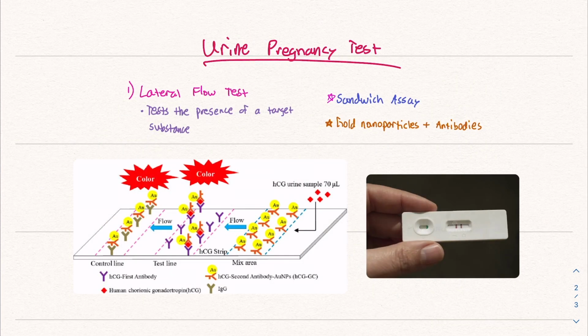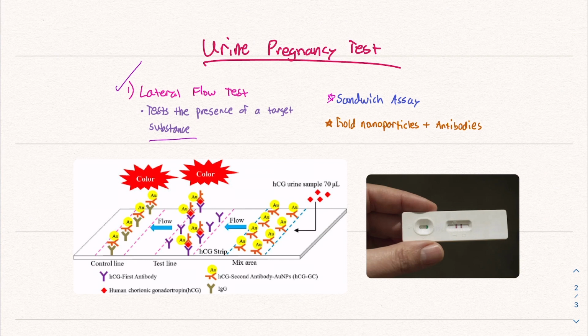Urine pregnancy tests are very, very interesting. All this stuff I'm going to tell you I didn't really know about, and this is far more fascinating than I actually thought. This is what's called a lateral flow test. This tests for the presence of a target substance. These tests are used for all sorts of different things. Detecting pregnancy is one of its many, many uses.